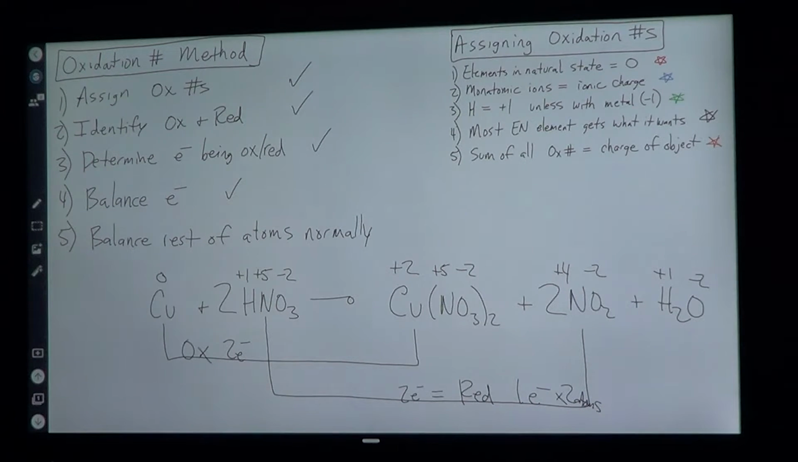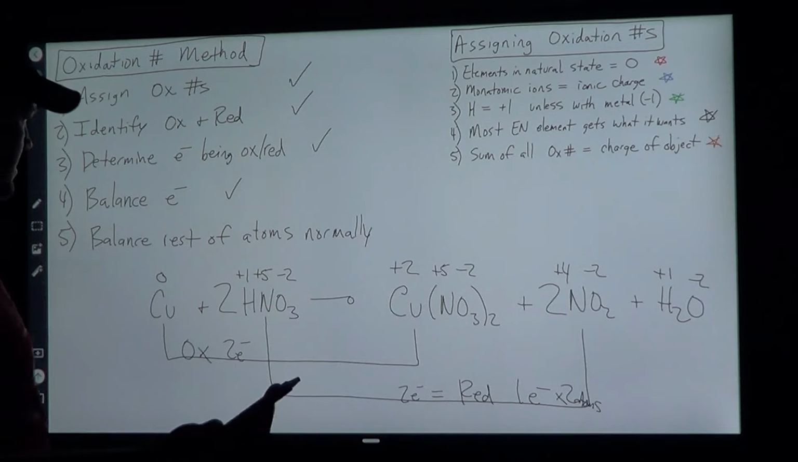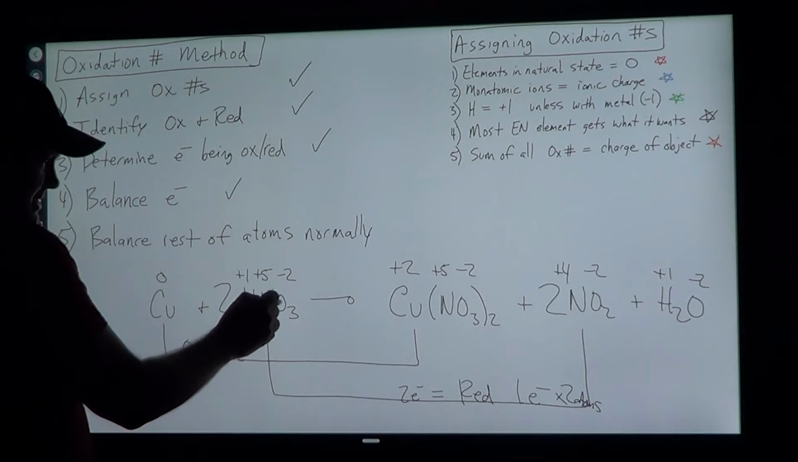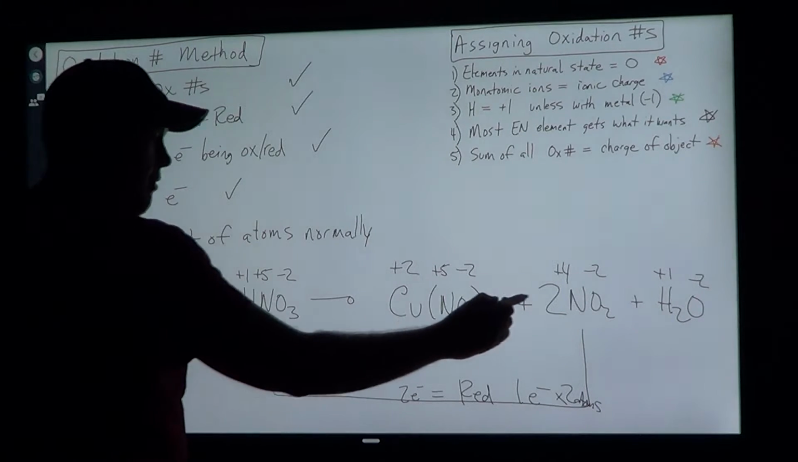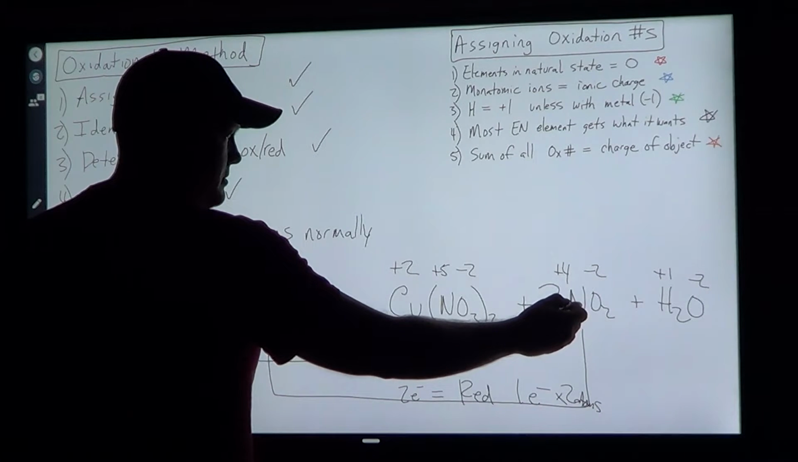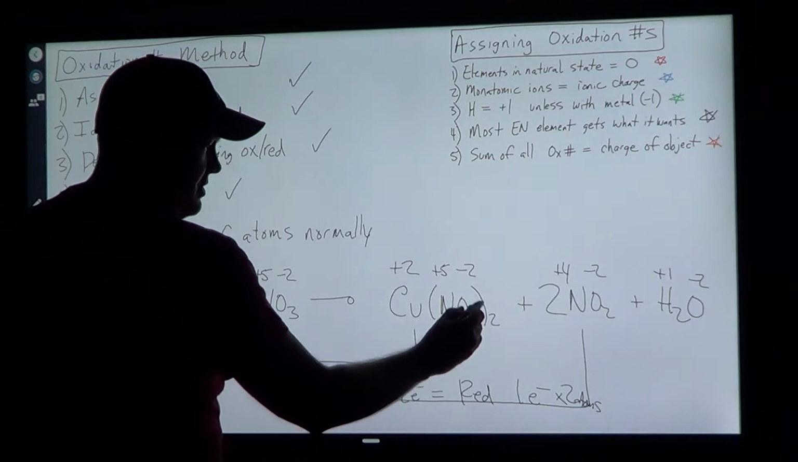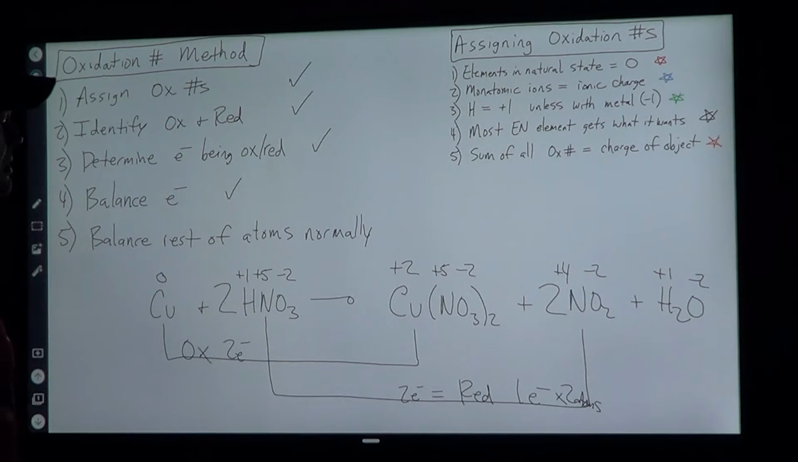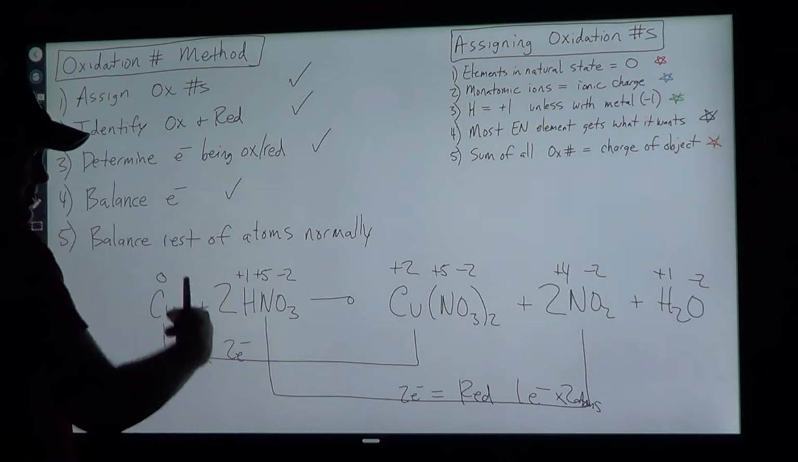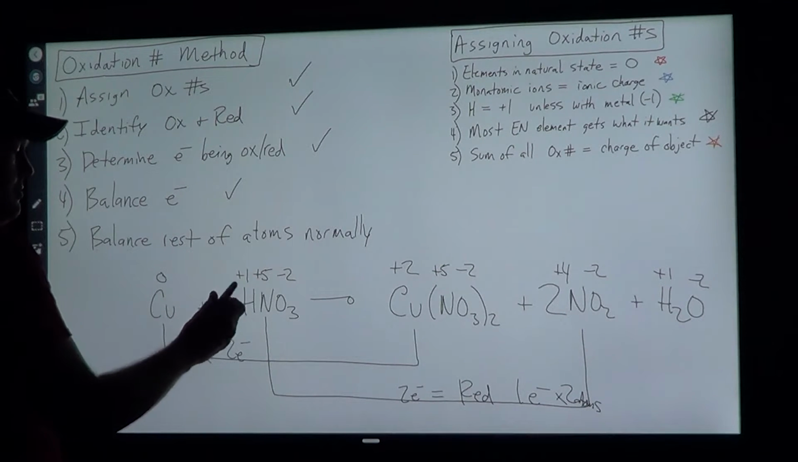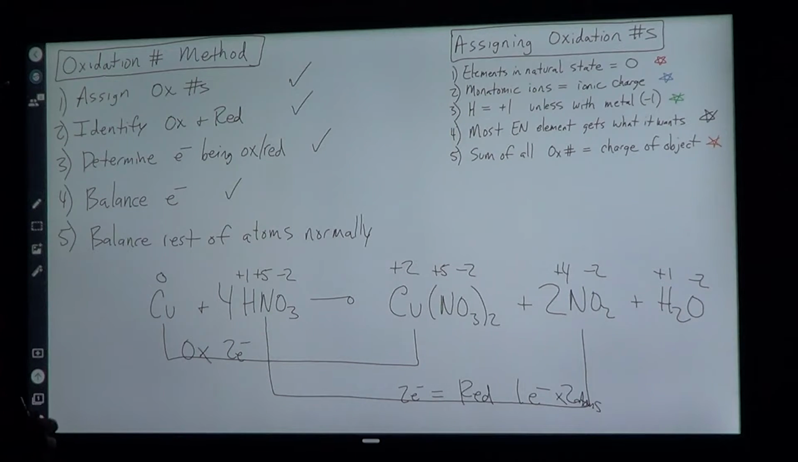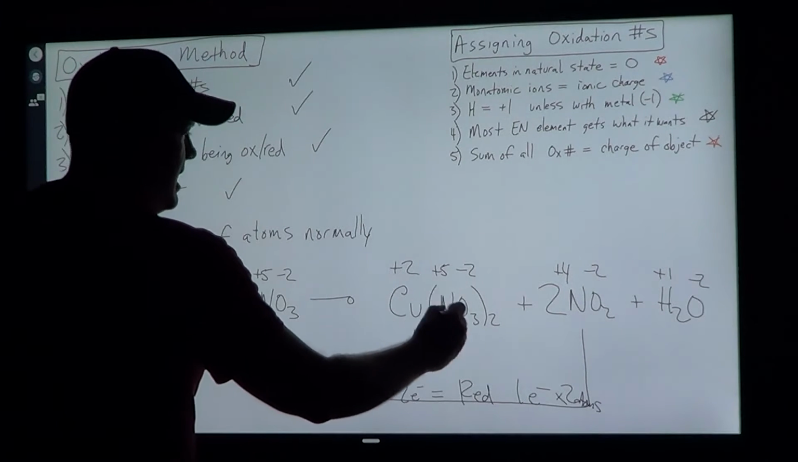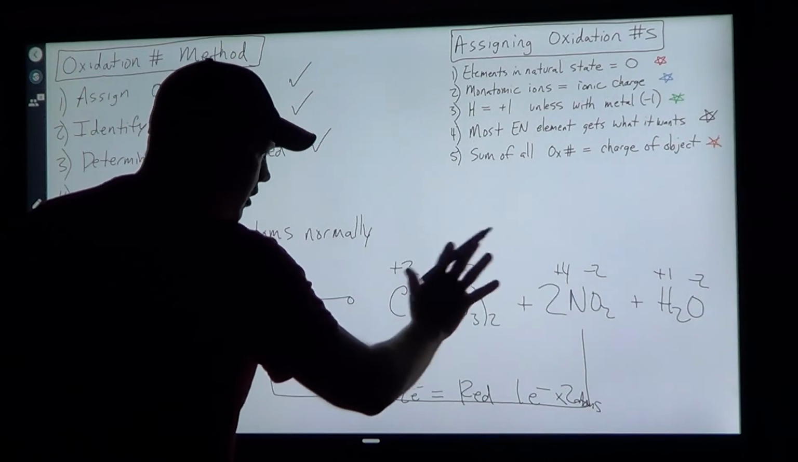So now the trick becomes, how do we balance everybody else? If you'll notice, we have two nitrates here that are both being reduced. But we also have two more nitrates that are not being reduced on the right-hand side, which means we need two more nitrates on the left-hand side, but these ones are not being reduced. So we can change that to a 4. And now we have coppers, nitrates, and nitrogen dioxides all balanced.